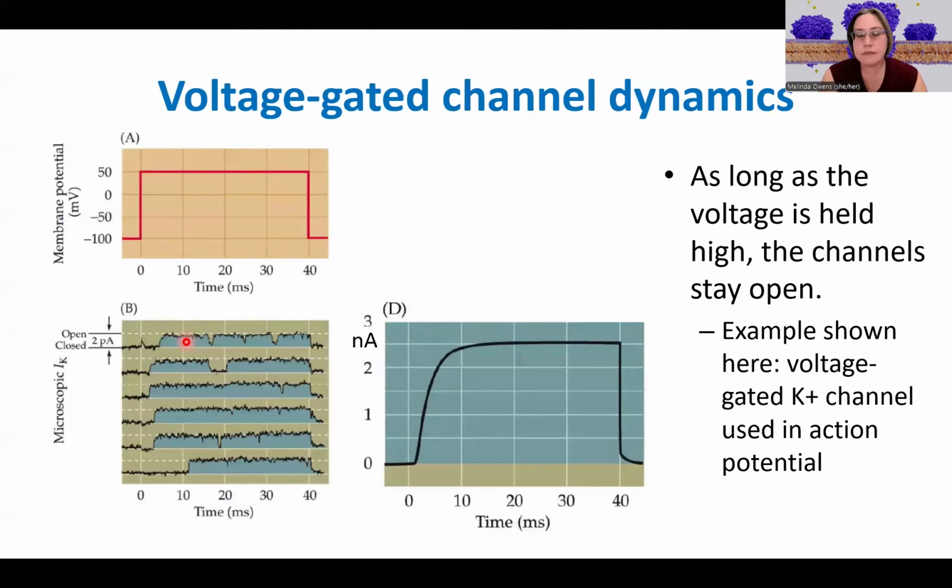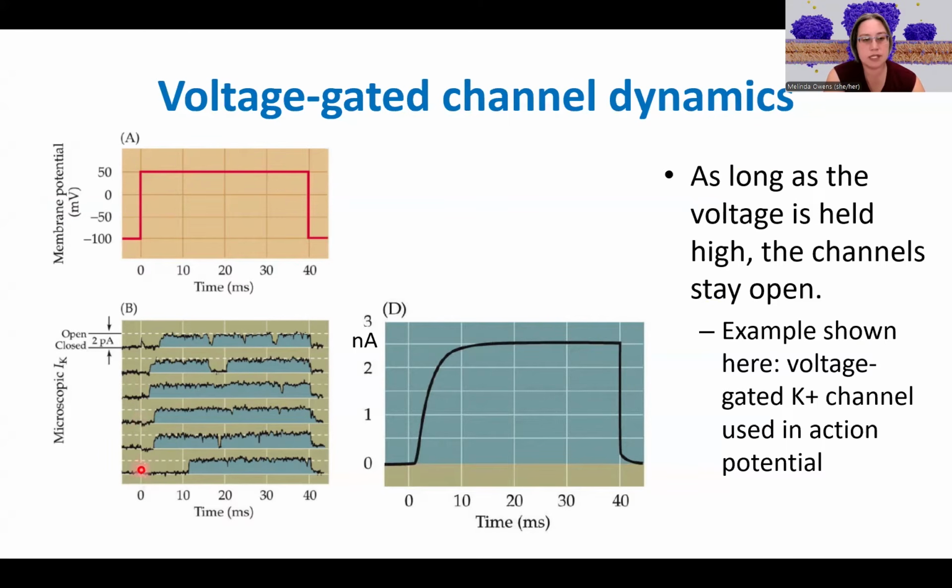So I want you to take a look at what is going on with this channel, both on a microscopic level and a macroscopic level. Right up here is what the voltage is doing. So this is a voltage clamp experiment. And at time zero, we're turning on the voltage and we're just going to hold it for 40 milliseconds and then we're going to turn it off. And for both of these, we're going to look at what the channel is doing.